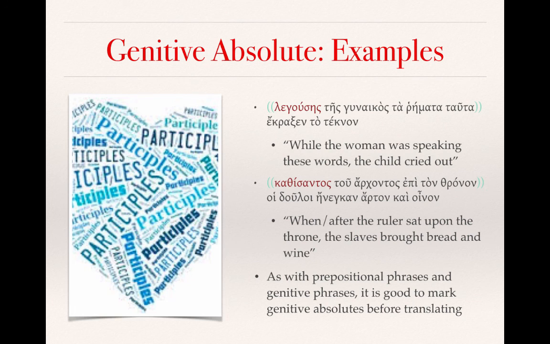As with prepositional phrases and genitive phrases, it is a good idea to mark out genitive absolutes before translating. And so you see that I've done that by adding these double parentheses in green font to highlight for you and for me that these are the genitive absolutes. And so they're going to be their own independent verbal idea that is somehow related to the other verbal idea expressed in the sentence, but not as directly as we would with other participles.